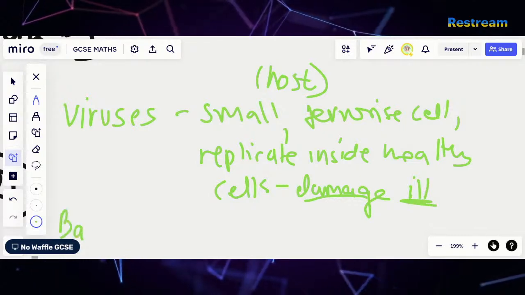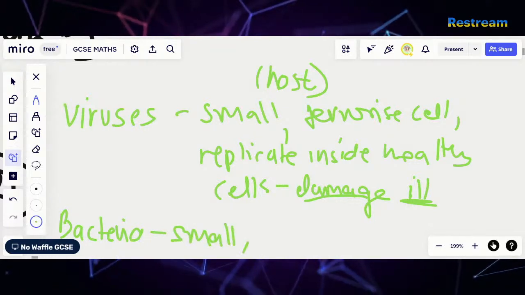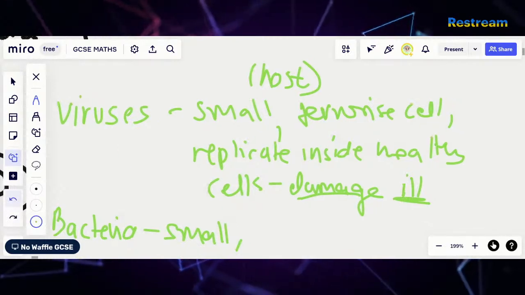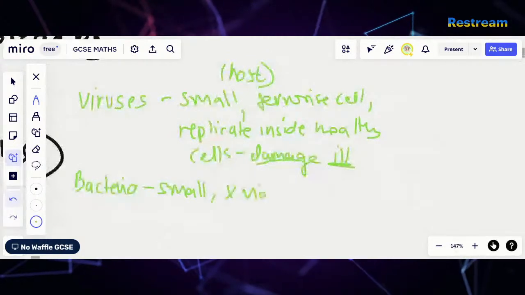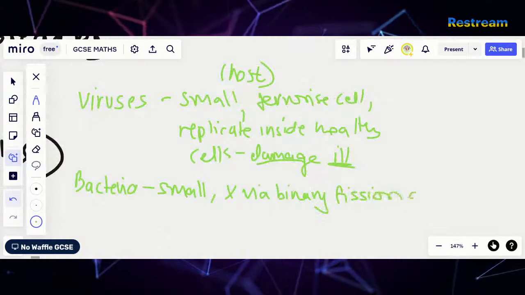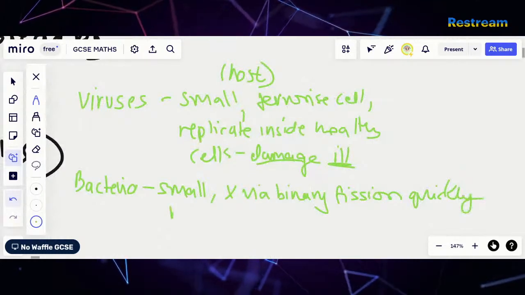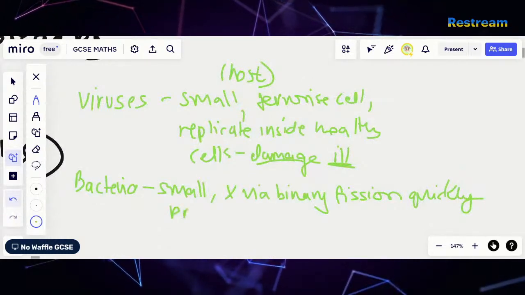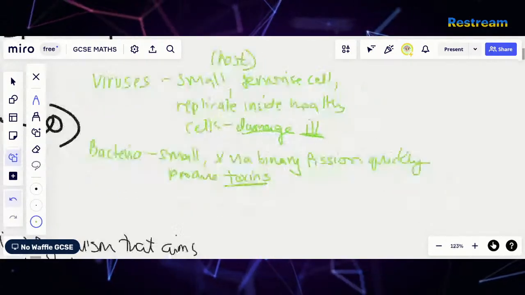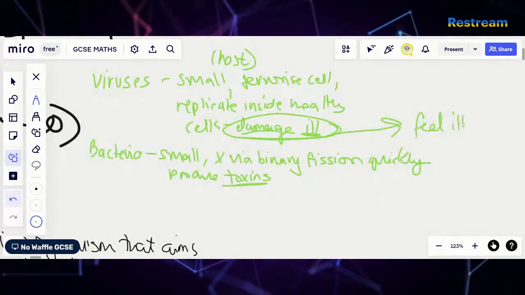Then we have bacteria. Now, bacteria are small, not as small as viruses, and they multiply very quickly. So bacteria multiply via binary fission, and it's very rapid. And they produce toxins which can damage cells. Now, these toxins also make us feel ill. So it's a damaging part of the cells that make us feel ill.